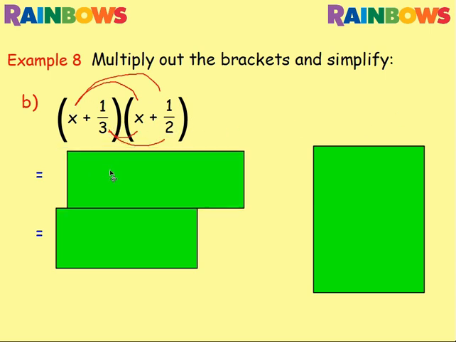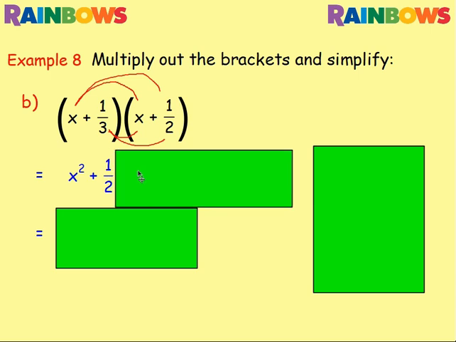So, x times x is x squared. Good. X times a half is just a half times x. So you just write down a half x. A third times x, well, a third times x is just a third x. So you just write it without the times sign. A third times by a half, what's that going to be?